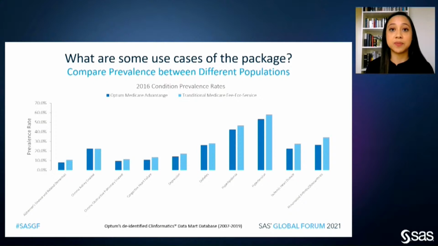In this particular chart, we've compared the Optum Medicare Advantage population with the traditional Medicare fee-for-service population. Optum Medicare is a private data source, and the traditional Medicare fee-for-service used the Medicare data source. You'll see here that between these two populations, the traditional fee-for-service population tends to have a higher prevalence in almost all conditions. This is likely due to the fact that younger populations tend to select into the Medicare Advantage groups, which we can see here that they also tend to be healthier.